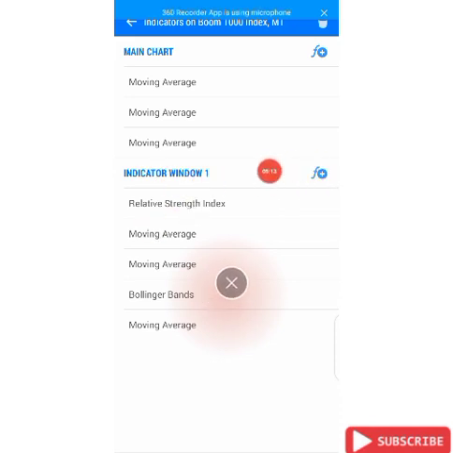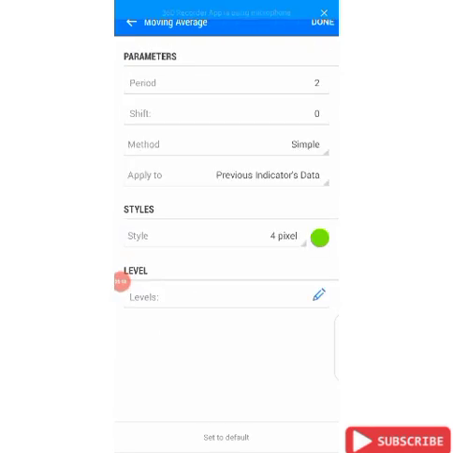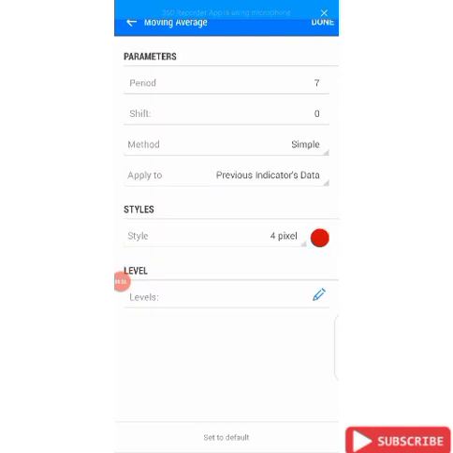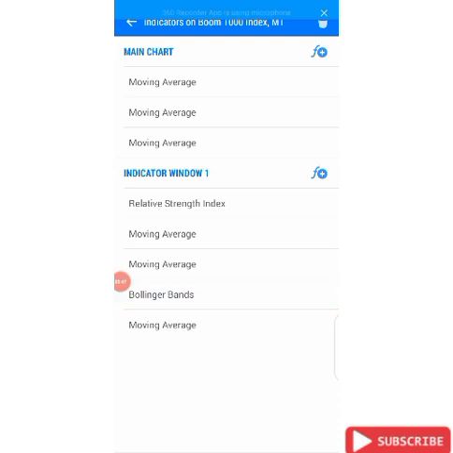If you click on it, you will look for moving average. So our moving average is a moving average 2, shift 0. Method is simple. Apply to previous indicator data. Star is 4 pixel. Levels, we don't need any levels. Done. Then the second moving average is moving average 7, period 7, shift 0. Method is simple. Apply to previous indicator data. Star is 4 pixel. Use any color that you like. Done. Then the third one is Bodija band.